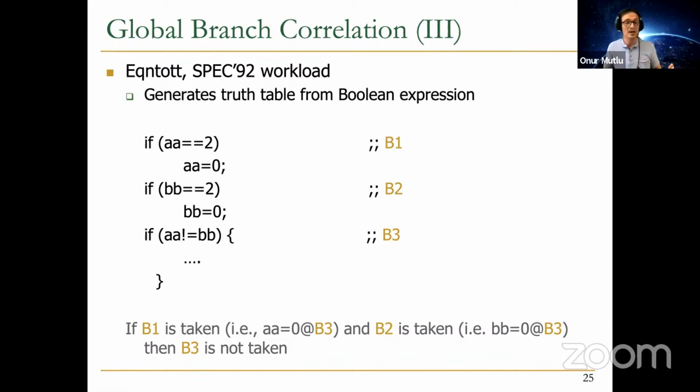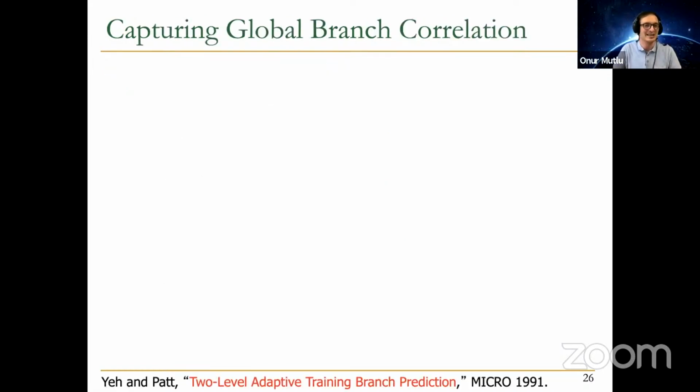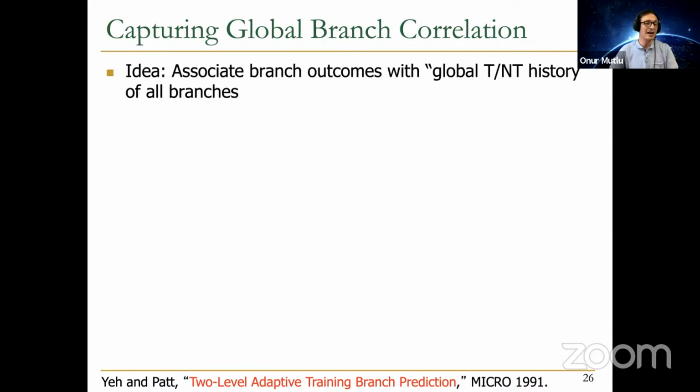But this is an example of how advances in computer hardware can make some benchmarks irrelevant, if you will, or not so interesting anymore, because the computer does really well in predicting the branches, so it's not a performance bottleneck anymore. Okay, so this is an anecdote that shows how global branch prediction actually has become very important over time. Okay, so how do we capture this, basically? Hopefully, now you're motivated. And this paper by Yeh and Patt introduced the idea of global branch correlation and how to capture it, essentially. Basically, the idea is very simple. We have a history of branches, a history register, and we associate branch outcomes with the global taken and not taken history of all branches that we have seen.